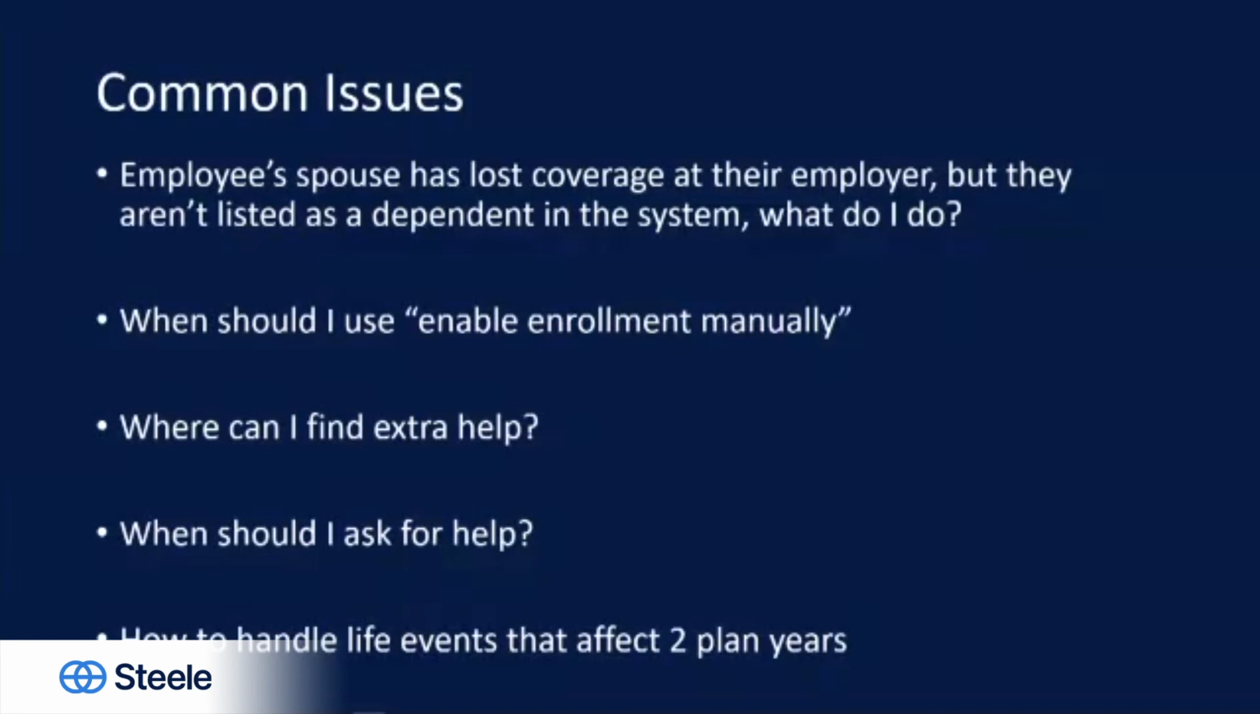Let's say a dependent ages off. The dependent turns 26, and you just say, I'm going to enable enrollment manually and kick this person off the medical. Well, enable enrollment manually doesn't have a code that sends over to a carrier to trigger that they should have COBRA notices. So now they're not getting notified for COBRA.